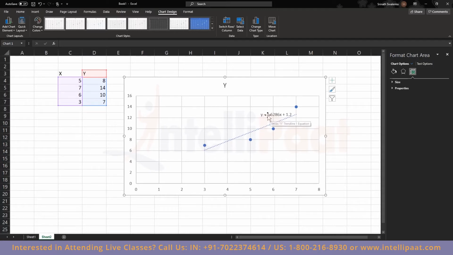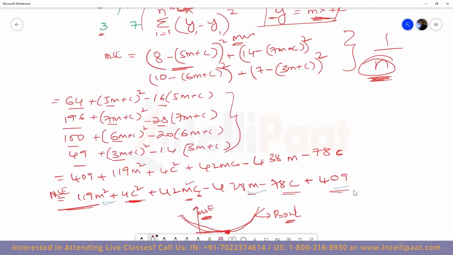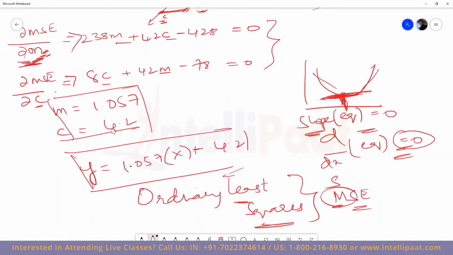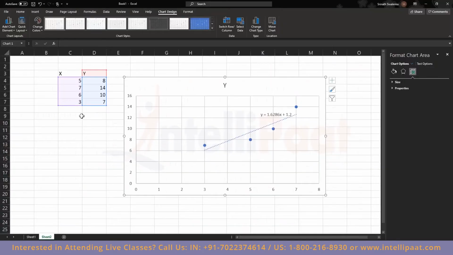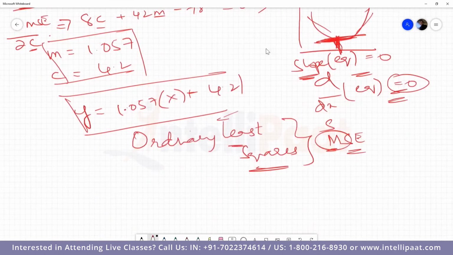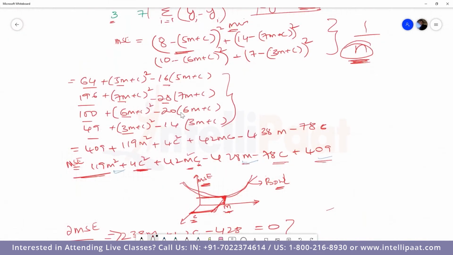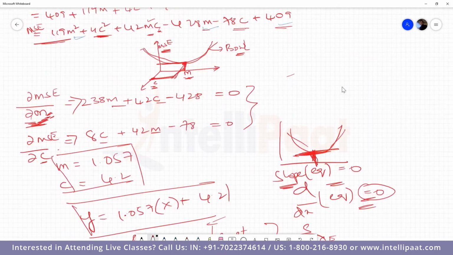Excel says the value of M is 1.62, whereas we got a slightly different value. We got 1.057 and 4.2. Are the data points exactly the same? 5, 8, 7, 14, 6, 10, 3, 7. Yeah. Maybe we made some small error somewhere in these calculations. But that doesn't matter, that's okay.